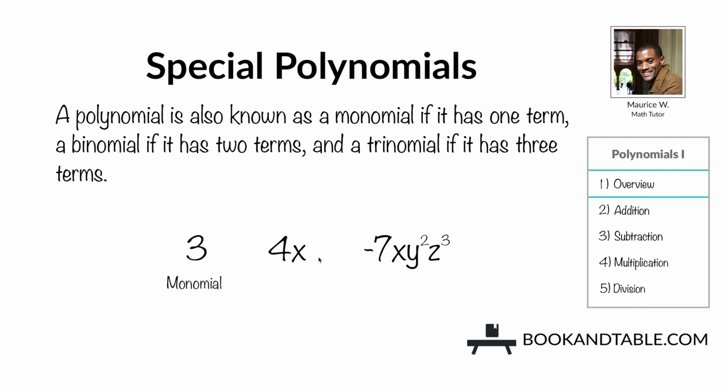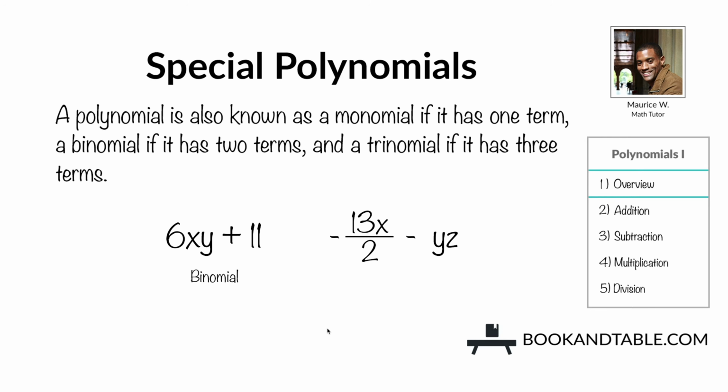Now there are some special polynomials that you will see frequently. A polynomial is also known as a monomial if it has one term. So for example, the constant 3 is a monomial. 4x, a coefficient of 4 times the variable x, is considered a monomial. They're being multiplied times each other, so this product is considered a singular term. And negative 7xy squared z cubed, they're also being multiplied times each other. So this is all considered one term, and a singular term, again, is considered a monomial.